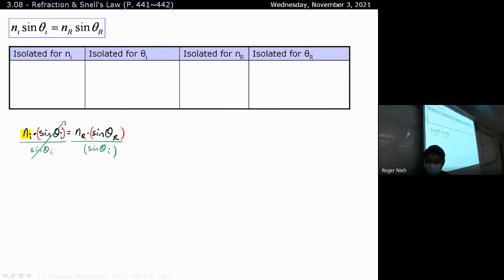I gave you guys an example earlier where, for example, if you divide 5 by 5, you get 1. If you divide 7 by 7, you get 1. If you divide x by x, you get 1. So if you divide sine of theta subscript I by the sine of theta subscript I, as these two are identical, they will also go to 1. So they will divide each other out. So your final statement is that Ni is equal to N subscript R times sine theta R all over sine theta I.